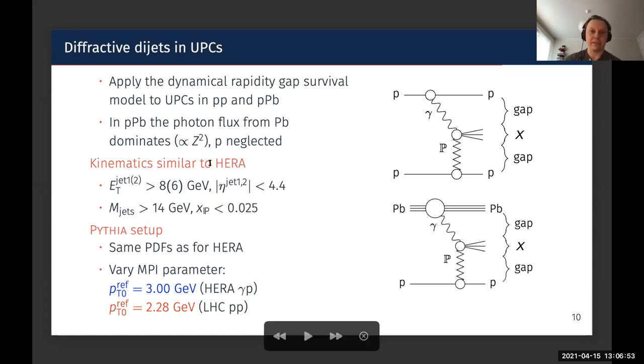The kinematics for the jets that we have considered are similar to what we discussed in the context of HERA, and we have kept the Pythia setup the same as for these HERA comparisons. But since we are considering quite a different energy range, we have a look at varying the parameter that we use to regulate the cross section that gives the MPI probability. So we have two different choices, one which has been fitted to HERA data for inclusive charged particle production, and then our default value that has been fitted to proton-proton collisions.